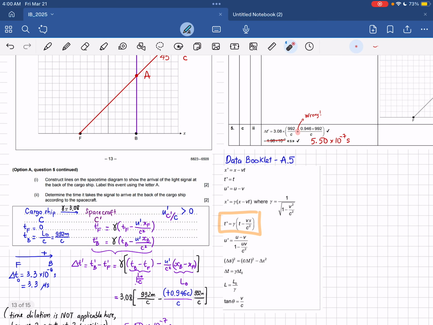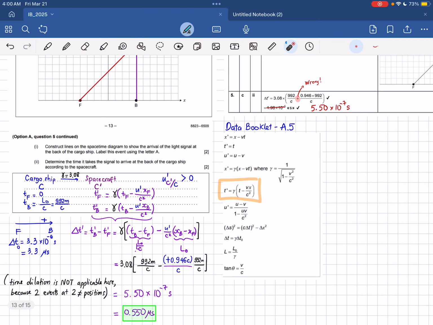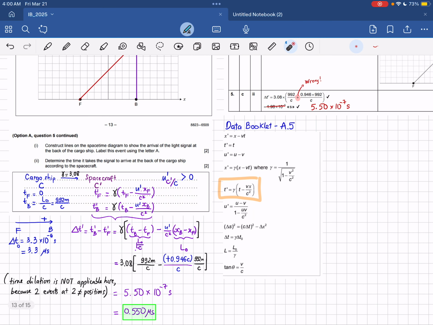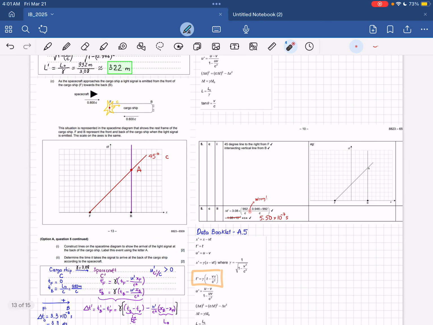And in here, we have to base it on the cargo ship reference. So here, we take the F at the beginning, right? And then the B later. So we can assume that the positive direction is from F to B, okay? So then if this is from F to B, then we can see that this is the positive direction, okay?